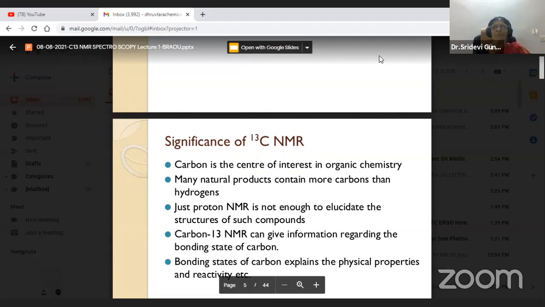Many natural products have very complex structures, and the proton NMRs of those natural products will be very complex.